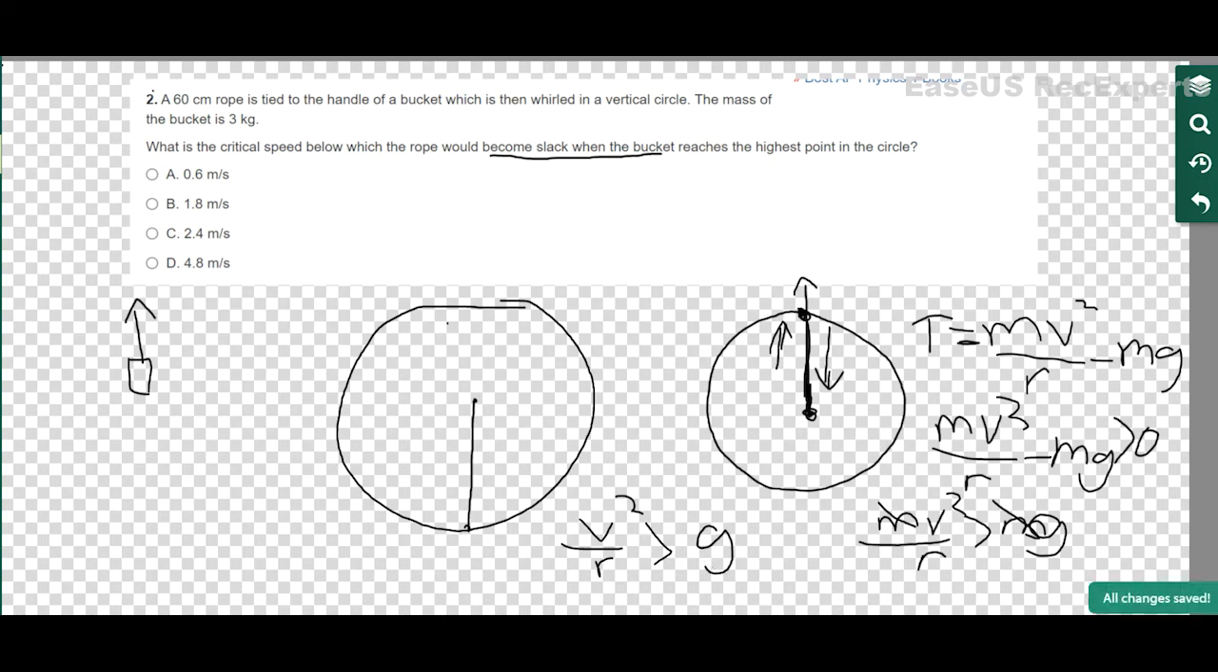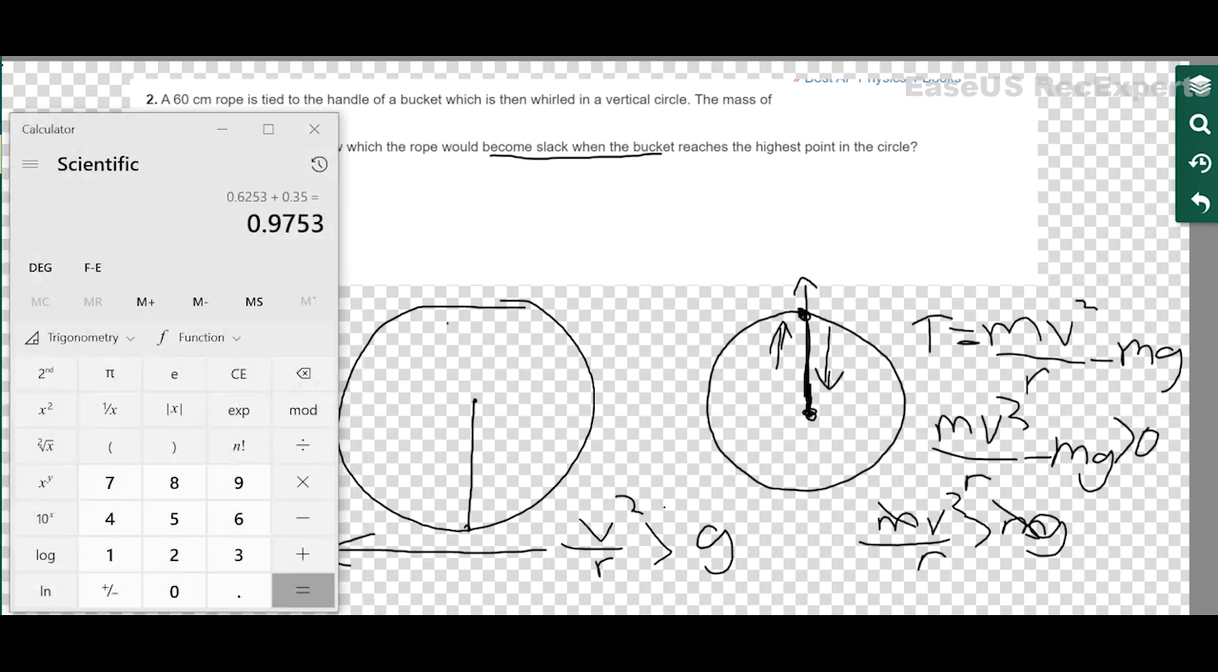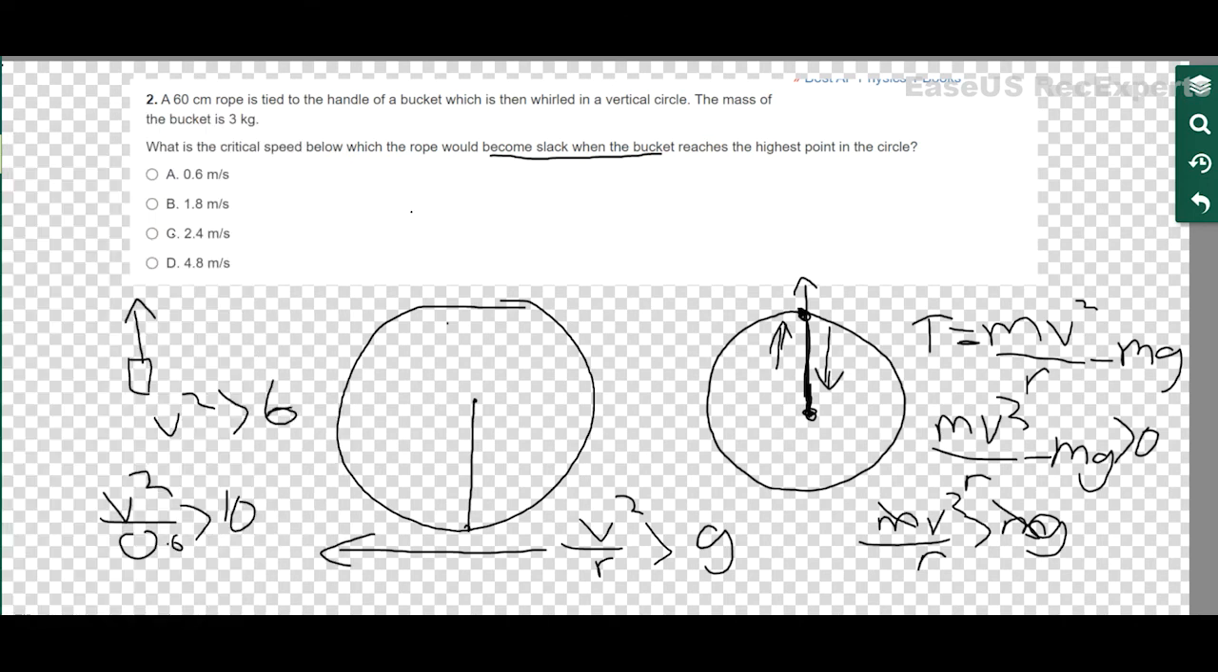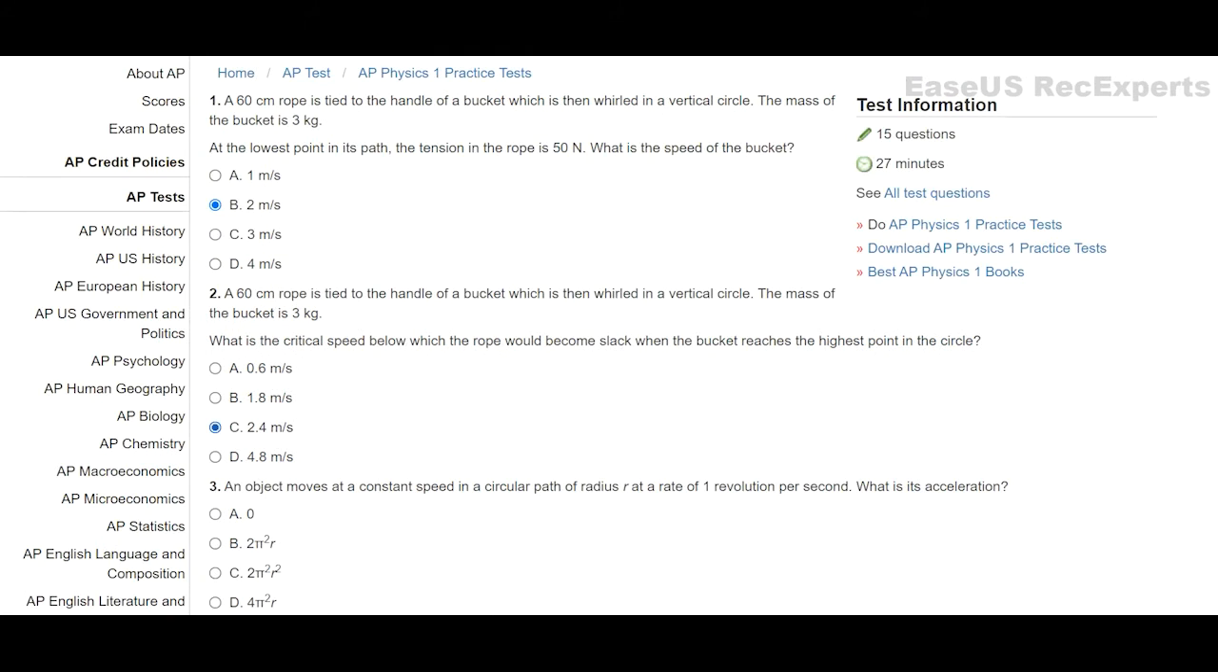And we know that our r is 0.6 once again, so v squared over 0.6 must be greater than 10. You multiply 0.6 to both sides of the equation, and you get v squared must be greater than 6. And now we can take the square root of 6, which would be somewhere around 2.4, which is one of our choices. So v must be greater than around 2.4. And we know that our answer is now C.